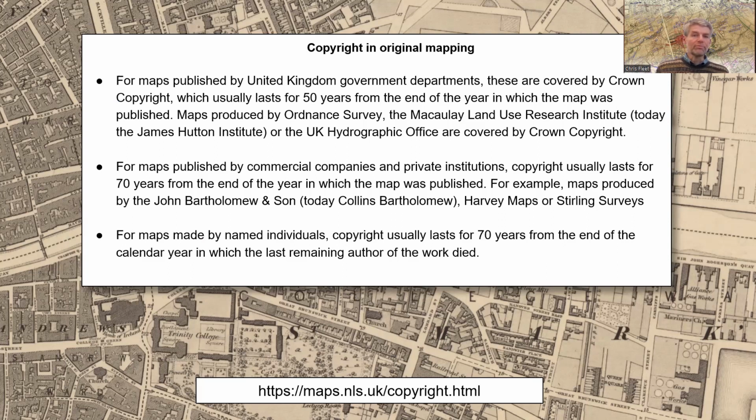And this includes maps published, for example, by John Bartholomew and Son, or W and A.K. Johnston. For maps made by named individuals, copyright usually lasts for 70 years from the end of the year in which the last remaining author of the work died. And for this reason, on our website, our mapping comes through to the early 1950s or the early 1970s, depending upon the publisher, but we can't put later in-copyright mapping online.